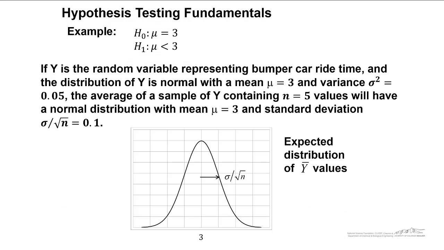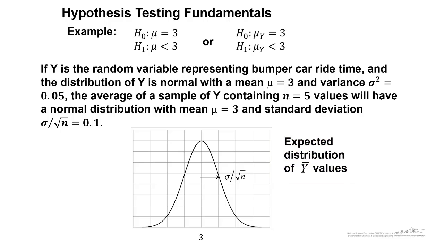If y is the random variable representing bumper car ride time, and the distribution of y is normal with mean 3 and variance 0.05, the average of a sample of y, this is the distribution of y bar, containing n equals 5, will have a normal distribution with mean 3 and standard deviation of sigma. Sigma is the square root of 0.05 divided by the square root of n, and that's 0.1. So this would be the expected distribution of y values.